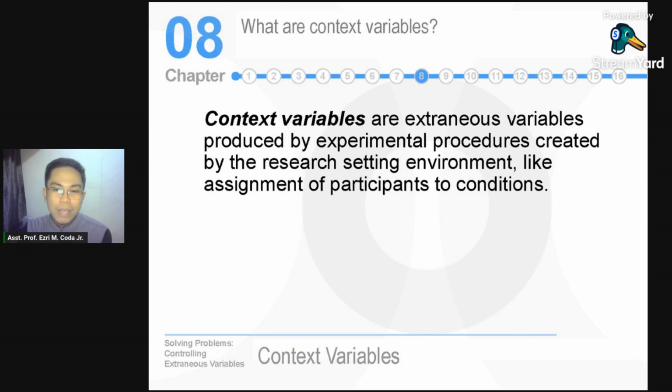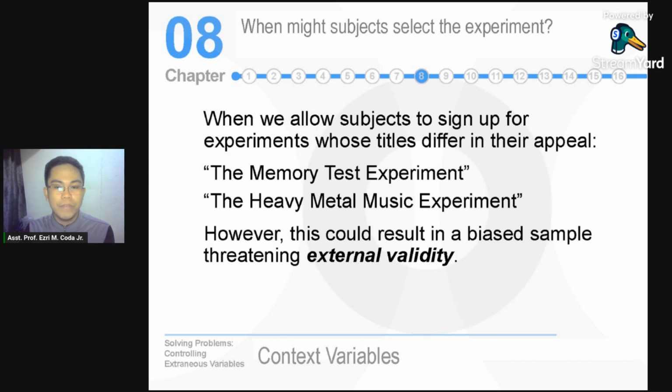Now, lastly, we have context variables. Ano ba ang context variables? These are extraneous variables produced by experimental procedures created by the research setting environment, like assignment of participants to conditions. Now, you have a good example for that.